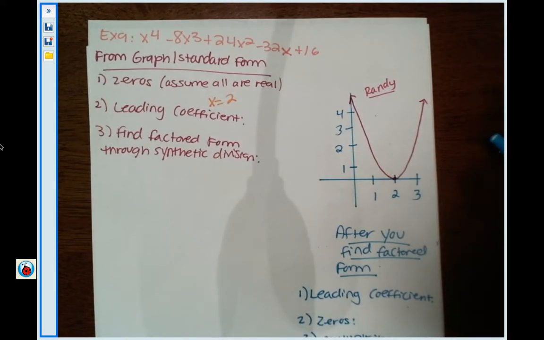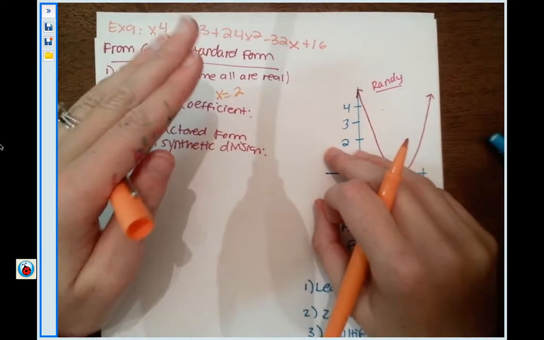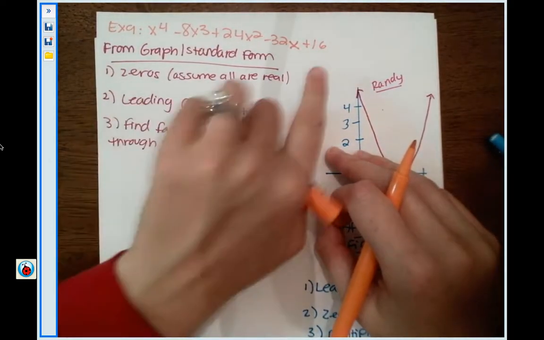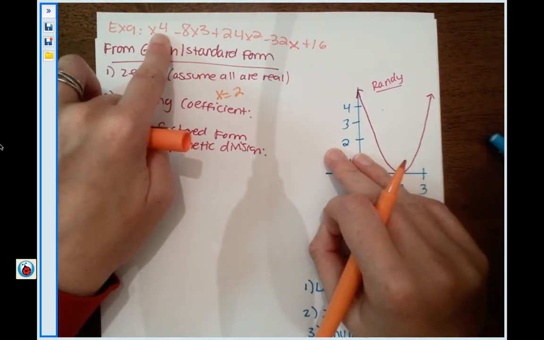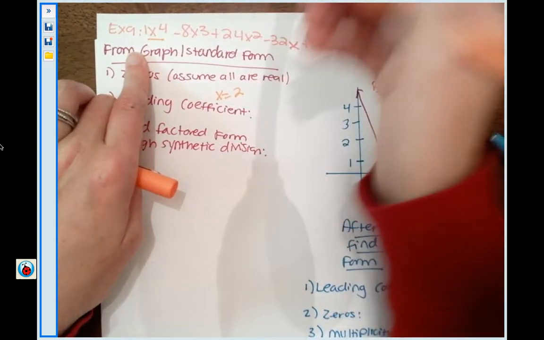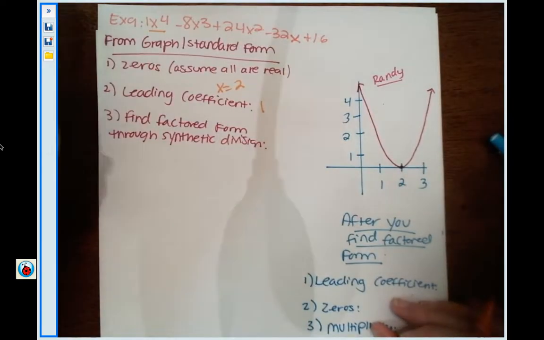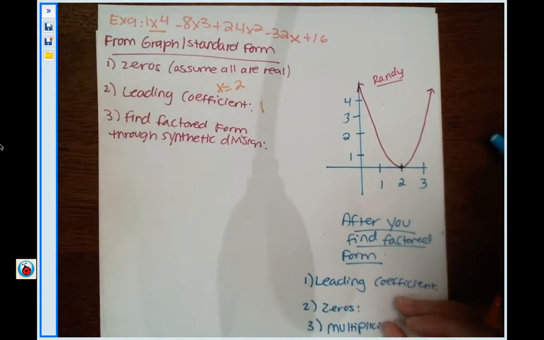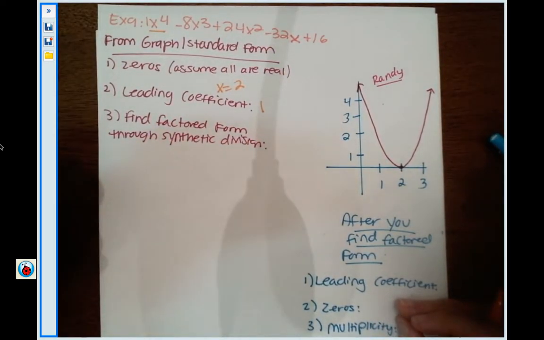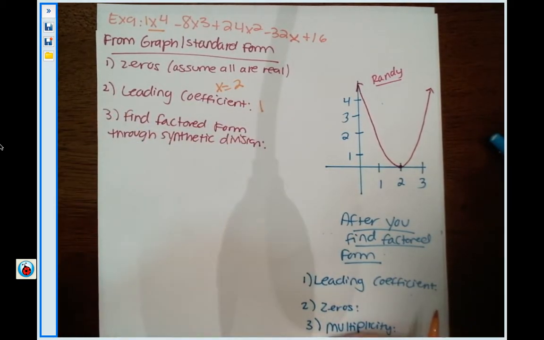All right, my leading coefficient. First we go to the term with the highest exponent, which the highest exponent I see is a 4. So I'm focusing on this term, and the coefficient, or the number in front of x to the 4th, is a 1. So my leading coefficient is a 1. And guys, if it is in standard form, the leading coefficient is the first number you should see. So that's another shortcut. Now we're going to be finding factored form through synthetic division.